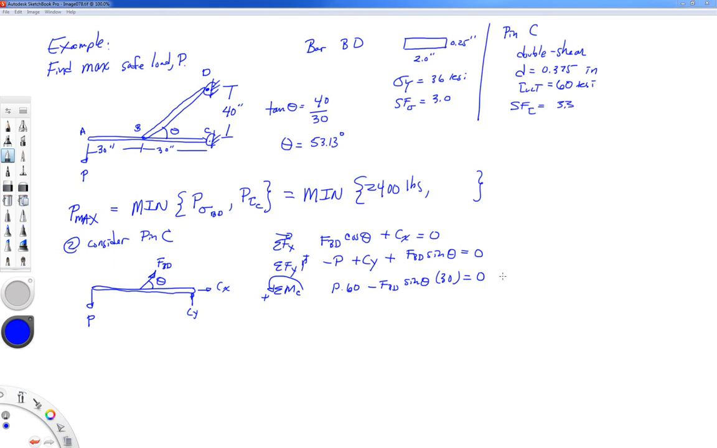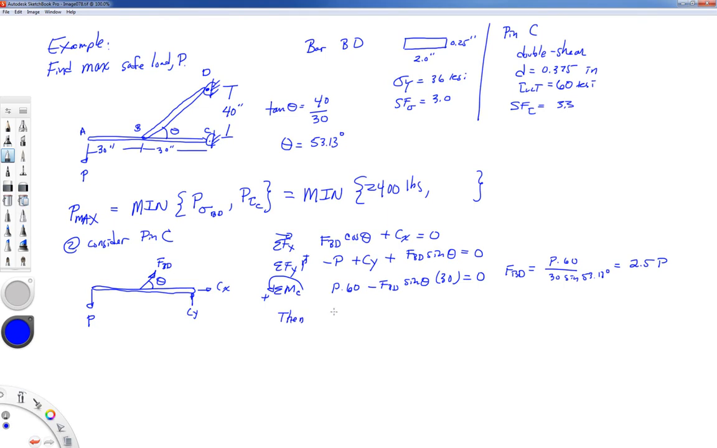Now what I want is Cx and Cy in terms of P. In order to do that, let's first find FBD. If we find FBD, then we can find Cx and Cy. So FBD in terms of P will be equal to, let's see, P times 60 divided by 30 times the sine of theta, which was 53.13 degrees. If you put those numbers in the calculator, you get 2.5P.